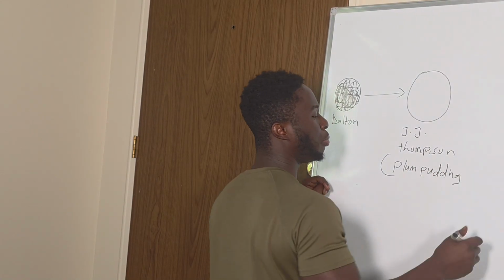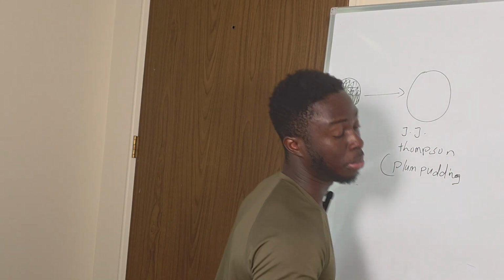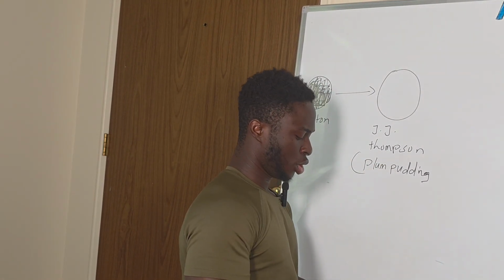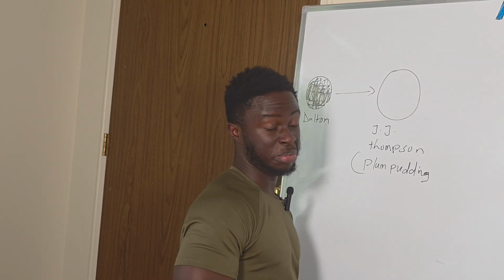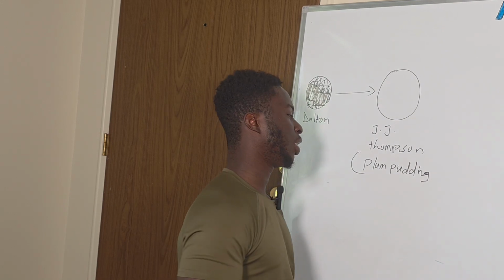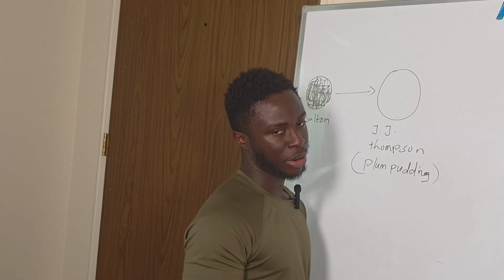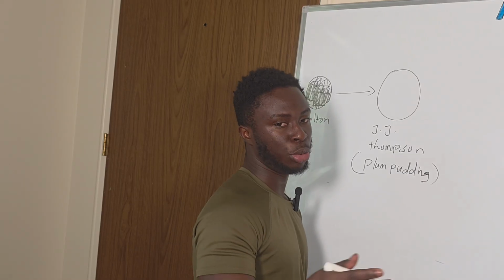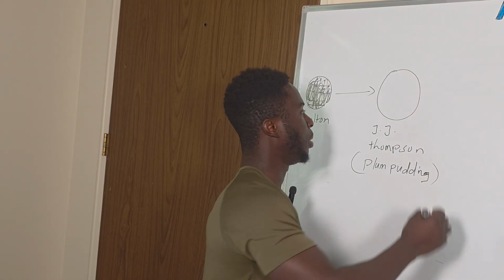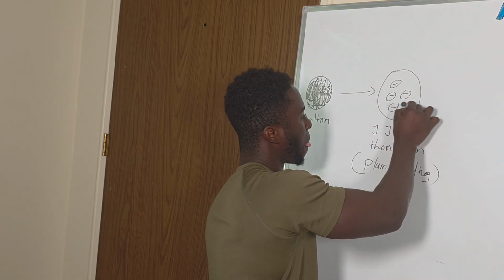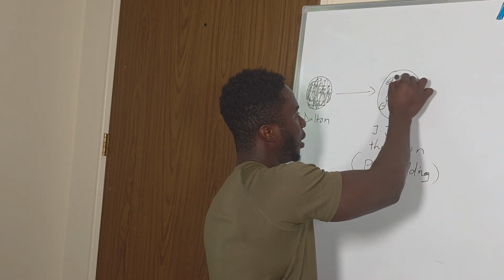a pudding. Pudding is a British dish. It was basically like a pudding with beans in it. That's why he said the atomic structure was like that. If you're American, compare it to a blueberry muffin, it's similar. So he said it's like this, and embedded in it are these electrons.